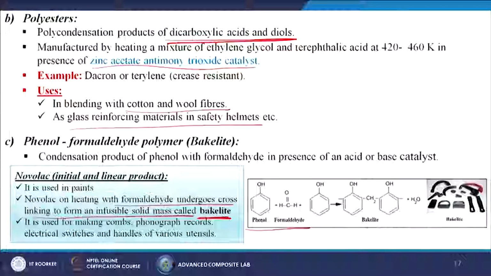So, how do we make it? We take phenol and formaldehyde, and by condensation we make Bakelite, and water comes as a byproduct. Here we can see several examples of Bakelite products.